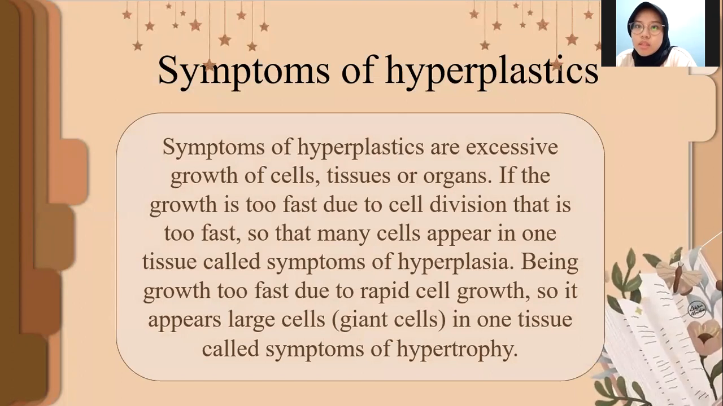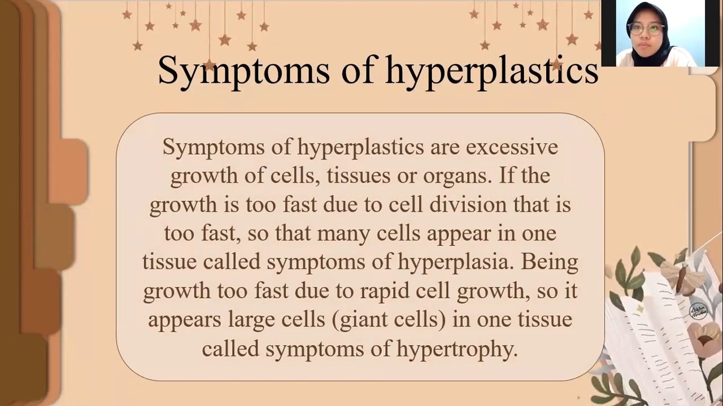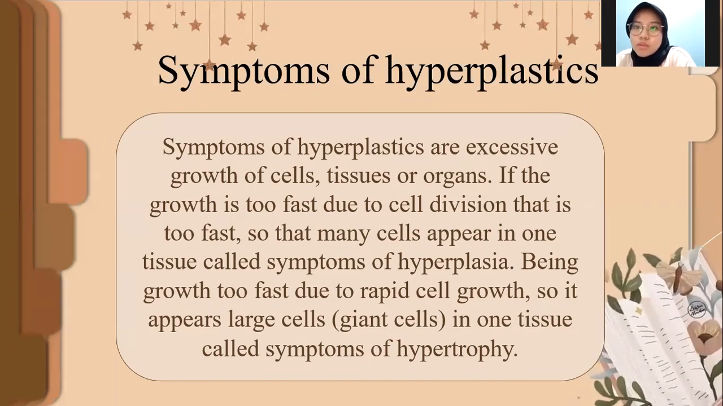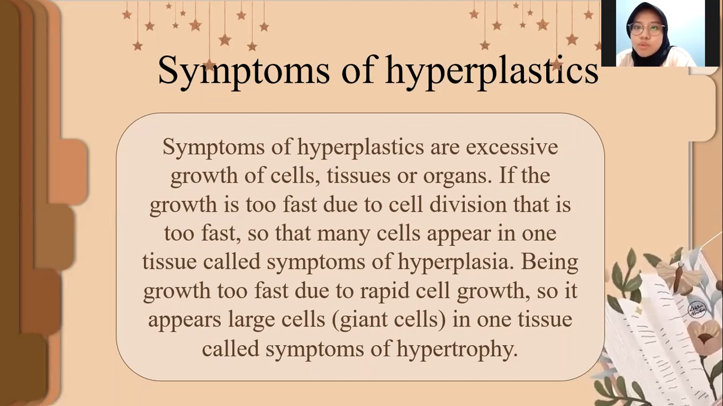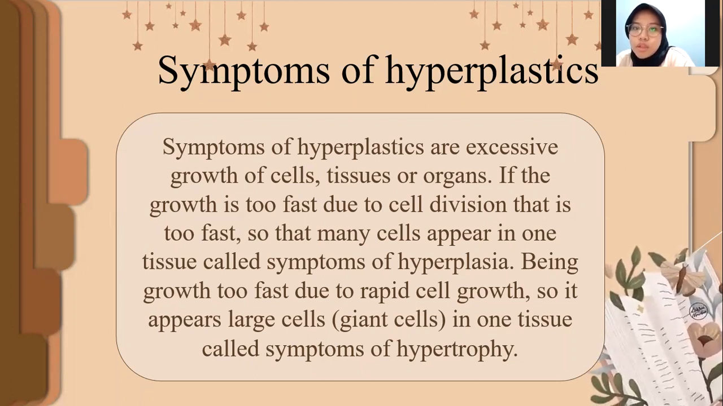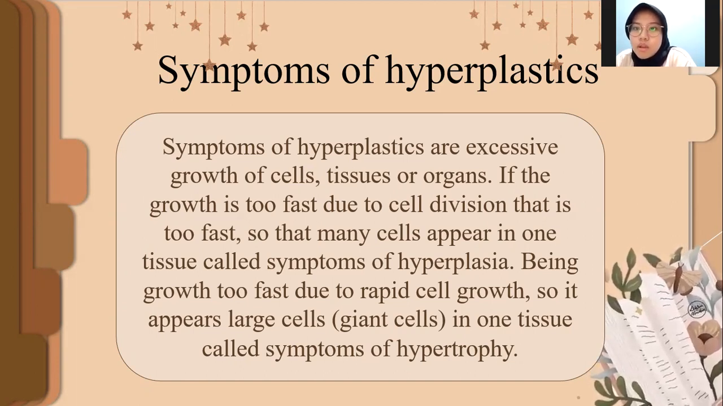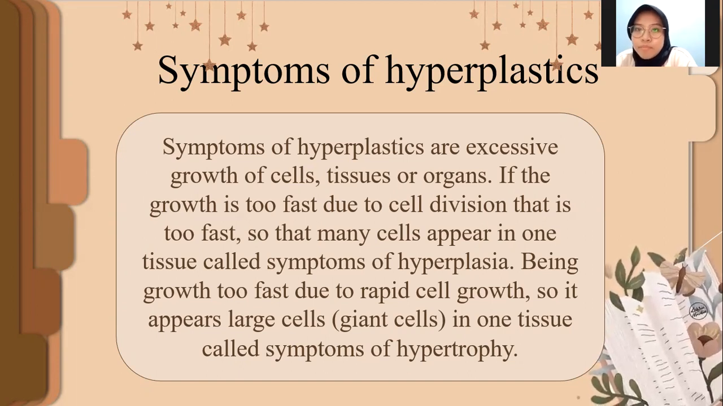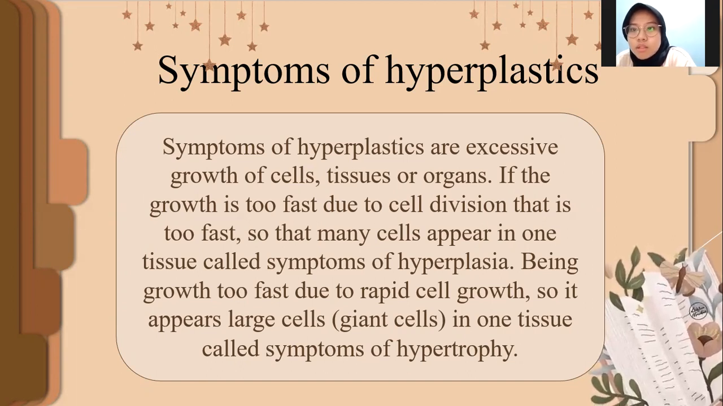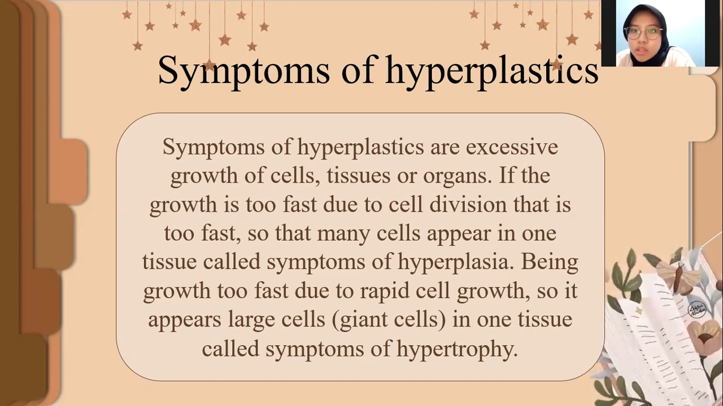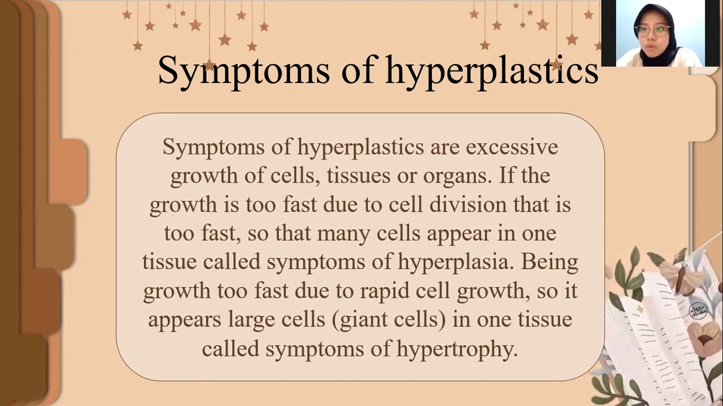Symptoms of hyperplastic are excessive growth of cell tissues or organs. If the growth is too fast due to cell division that is too fast, so that many cells appear in one tissue, it is called symptoms of hyperplasia. If growth is too fast due to rapid cell growth, so that large or giant cells appear in one tissue, it is called symptoms of hypertrophy.